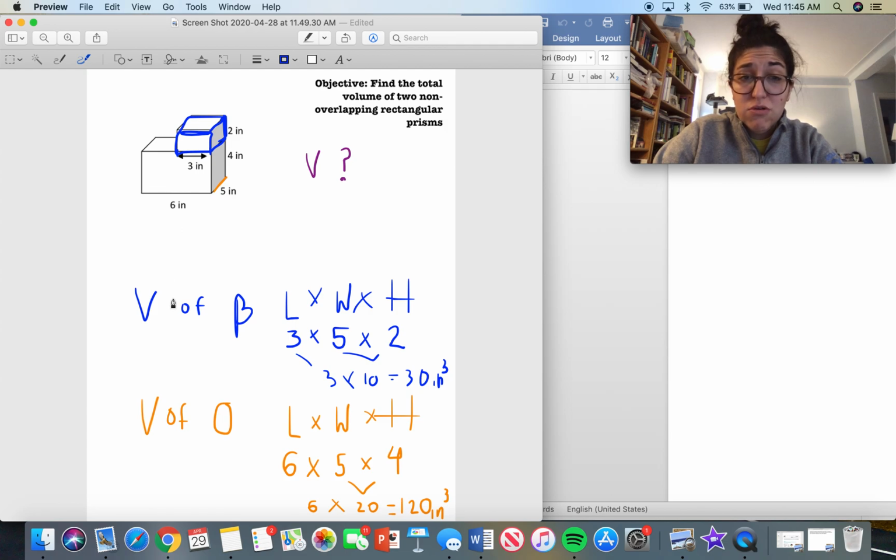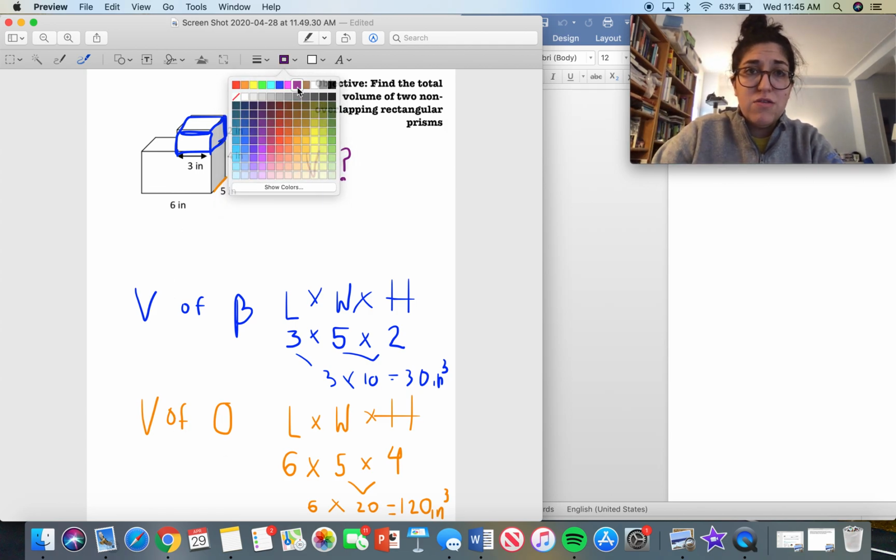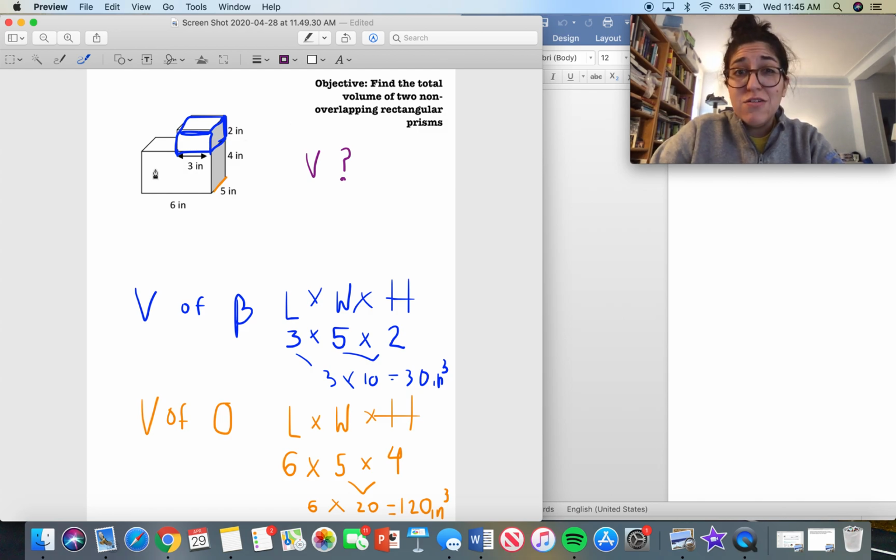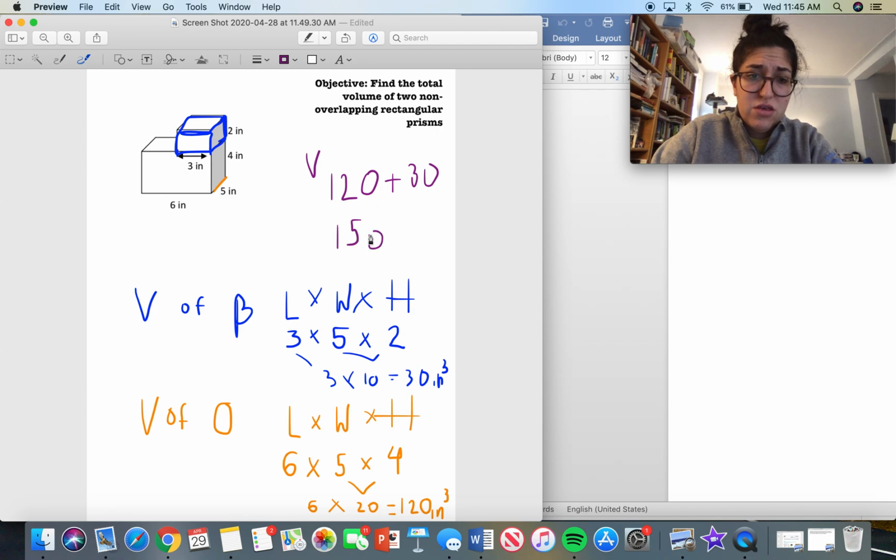I found the volume of the orange one, 120. So what's the volume of what we called purple, right? The entire thing. Because they're not overlapping, we can just add these together. I know the bottom one is 120. I know the top one, the blue one, is 30. So 120 plus 30 is going to be 150 inches cubed. All right? So that's how we can solve something like this.